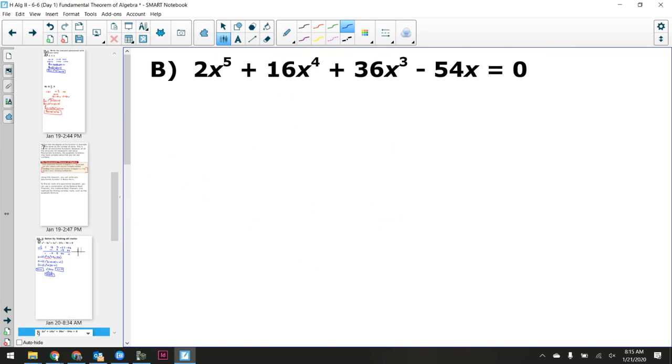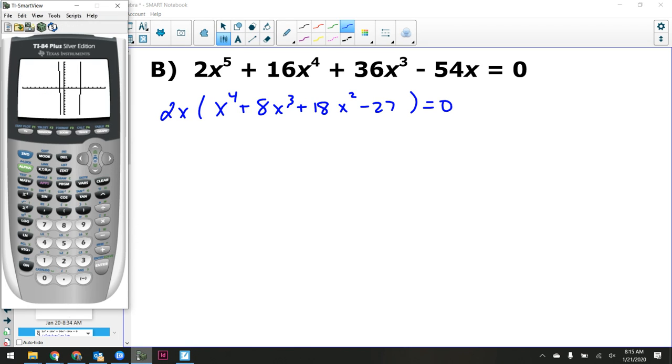Okay, here we go. Got 2x to the 5th plus 16x to the 4th plus 36x cubed minus 54x. What's the first thing that you should always do? Check for a GCF, and I do have a GCF in this case. It's a 2x, leaving us an x to the 4th plus 8x cubed plus 18x squared minus 27. You should check now to see if it factors, but guess what? It does not.